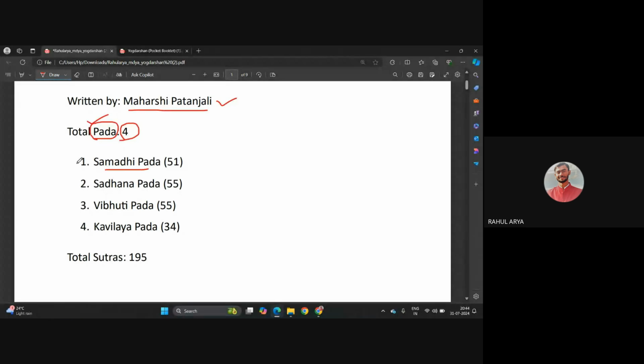The first pada, the first chapter, is the Samadhi pada. It has a total of 51 sutras. This pada includes many types of Samadhi: Sampragyat Samadhi, Asampragyat Samadhi, Sabija Samadhi, Nirbija Samadhi, Vitarka Samadhi, Vichara Samadhi, Ananda Samadhi, Nirvichar, Nirvit. Many kinds of Samadhis are mainly described here. Other padas also describe Samadhi, the Vibhuti pada and Kevalya also, but the majority of the Samadhi description is in this chapter. That's why chapter 1 is named the Samadhi pada. It includes a total of 51 sutras.